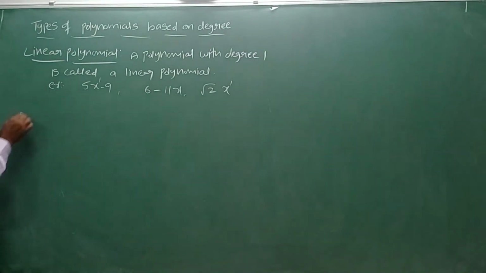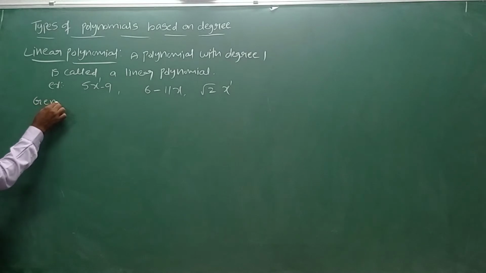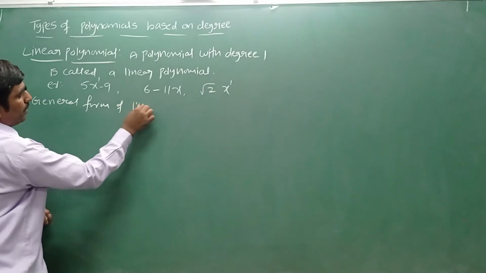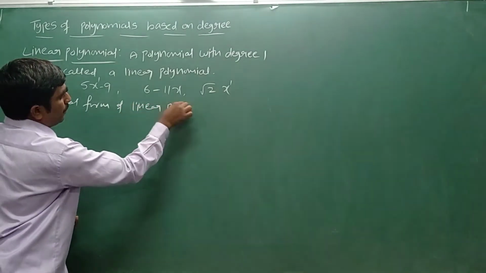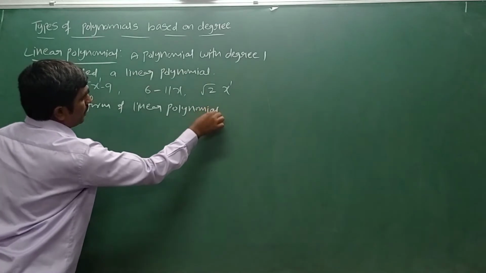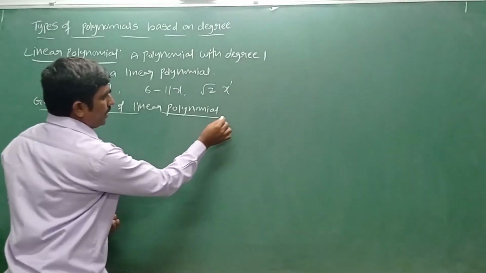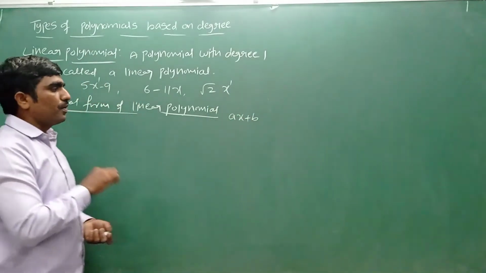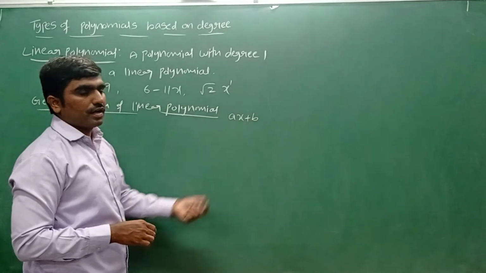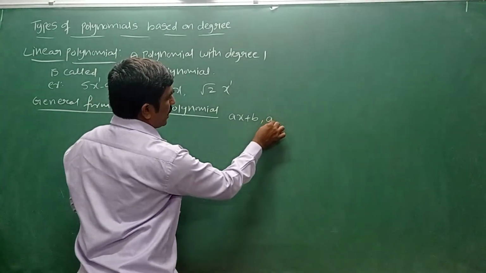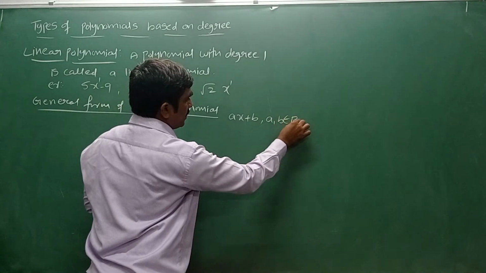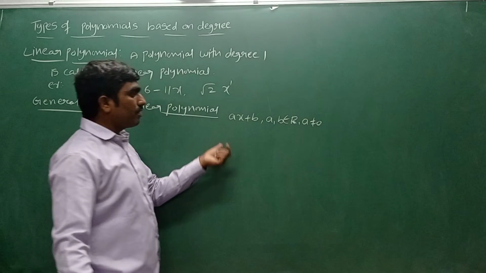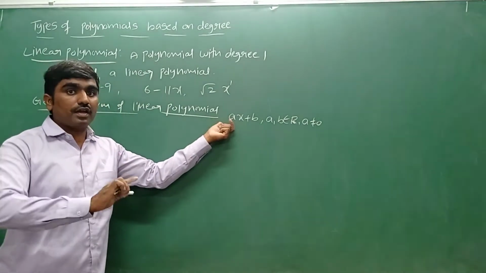Let's see what is the general form of a linear polynomial. ax plus b is the general form of a linear polynomial, which contains an x term and a constant. And here a, b belong to real numbers. Any real numbers, except that a is not equal to 0. A value you can take, other than 0, any real number.